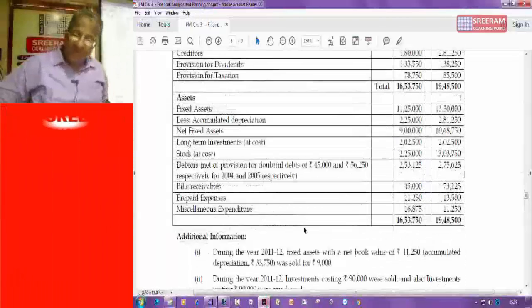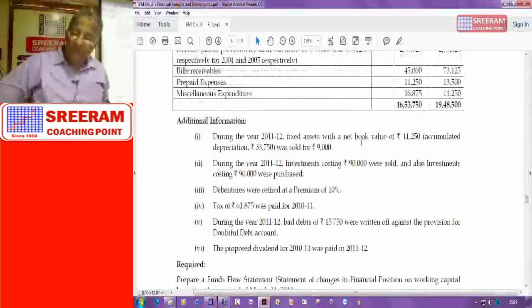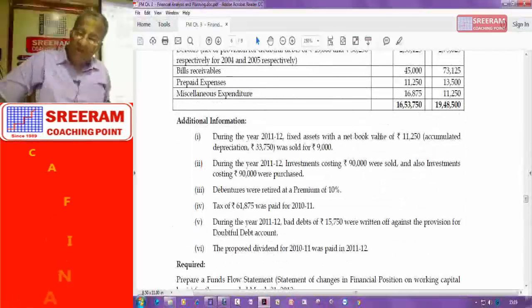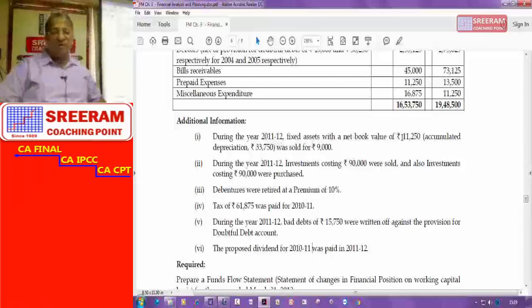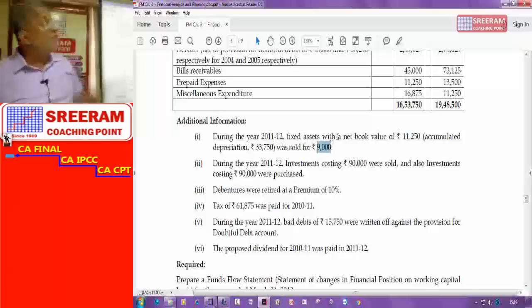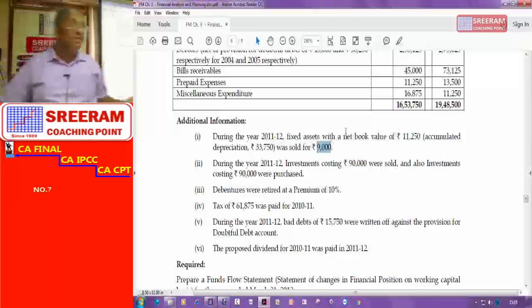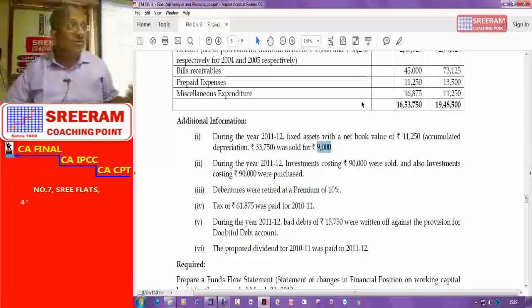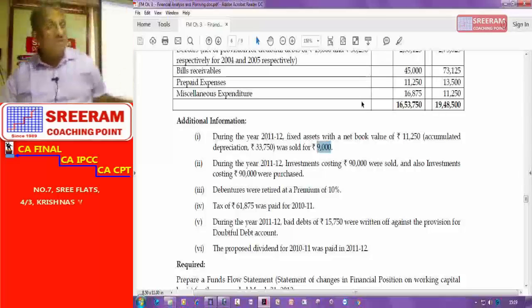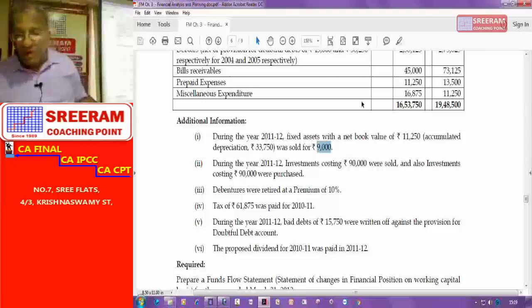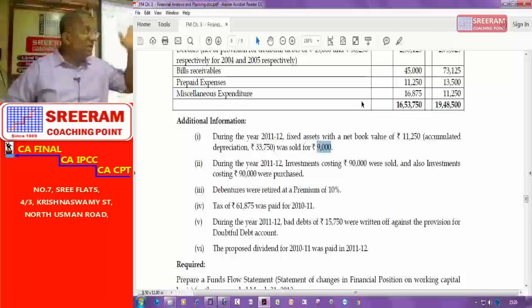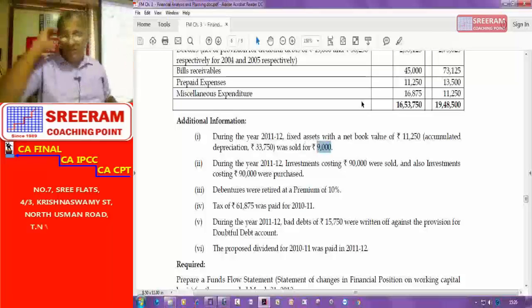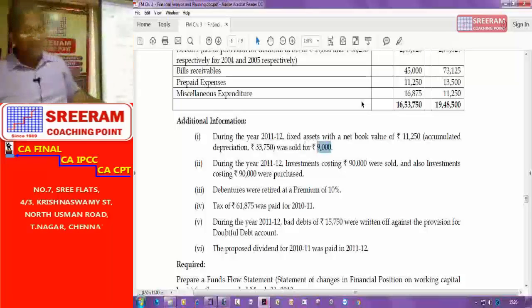For fixed assets, they have given adjustment number 1. They have sold an item that has a net book value of 11,250. They have sold it for 9,000. That means they have sold it at a loss. Like we just did in the last problem, a book value of 12,000 rupees was sold for 10,000, which resulted in a 2,000 rupees loss. In this case, the book value is 11,250, sold for 9,000. The loss will be taken in the adjusted P&L account. The sale value will find place in the fund flow statement.